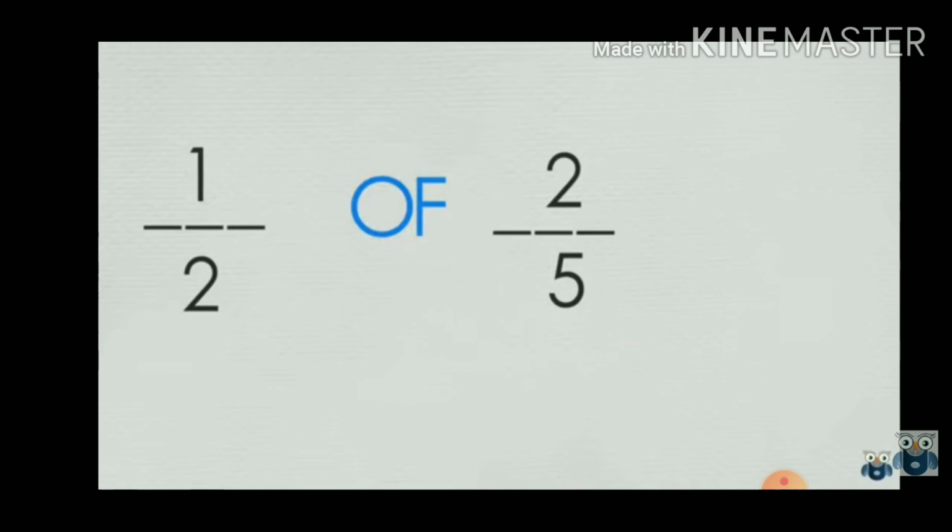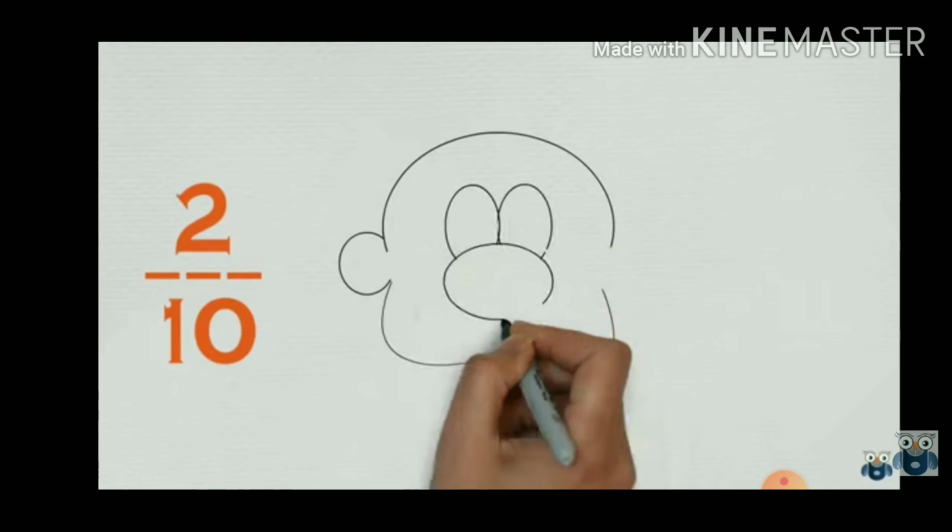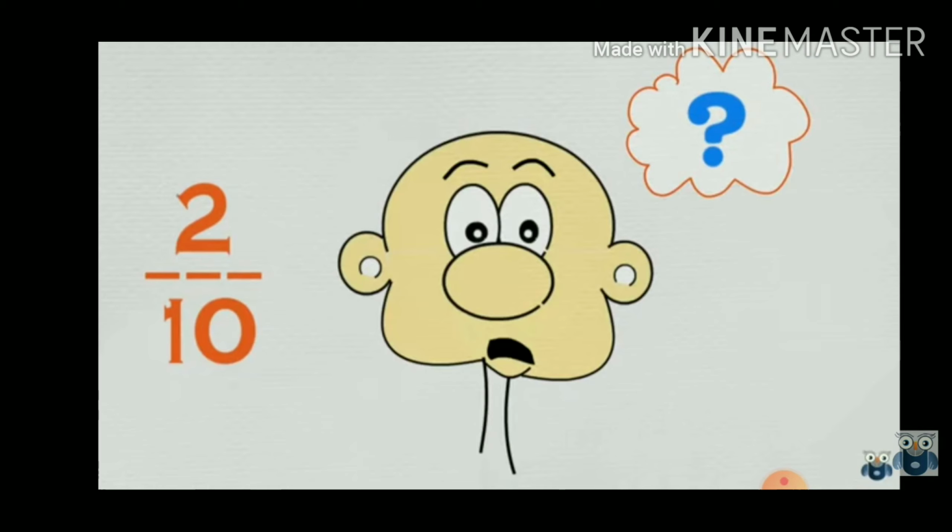Let's first multiply the numerators. 1 into 2 is 2, and that is the numerator of our answer. Let's write it down. We then multiply the denominators. 2 times 5 is 10, and this is the denominator of our answer. So our final answer is 2 by 10. We then need to see if we can simplify this answer.